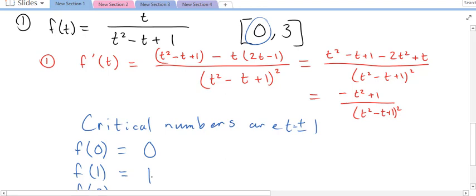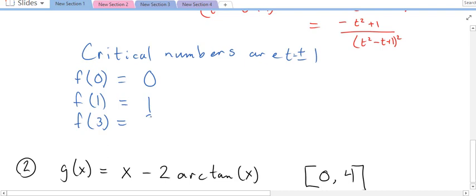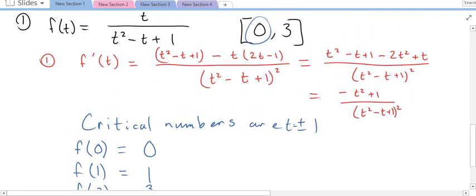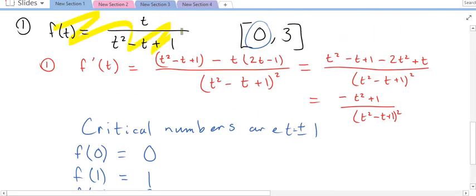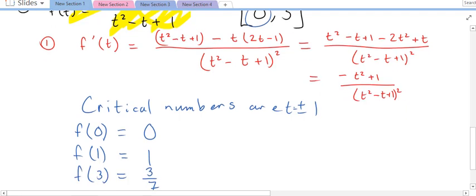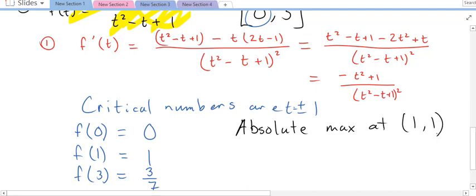And when we plug in 3, we will get 3 over 7. And again, I'm just plugging those in. I'm plugging f of 0 in, so I'm plugging 0 in for t and evaluating here. And so what I can get from this is that my maximum is at the point 1, 1, and our absolute minimum occurs at 0, 0.